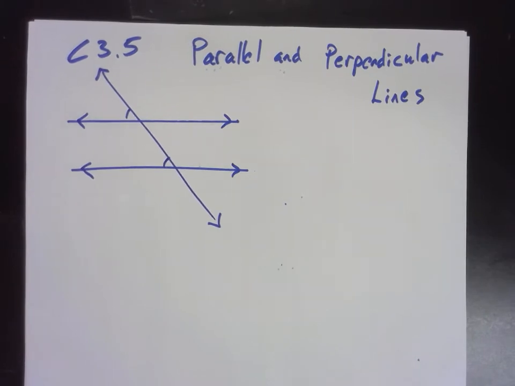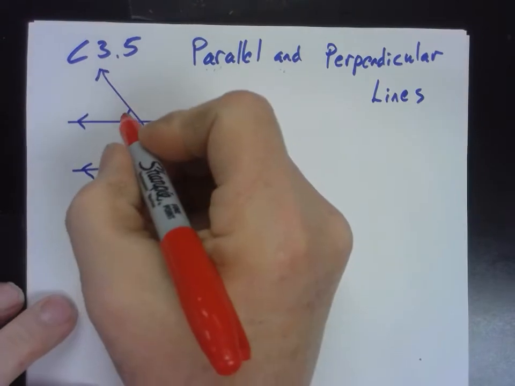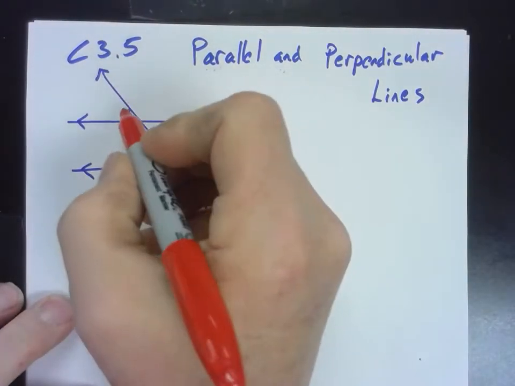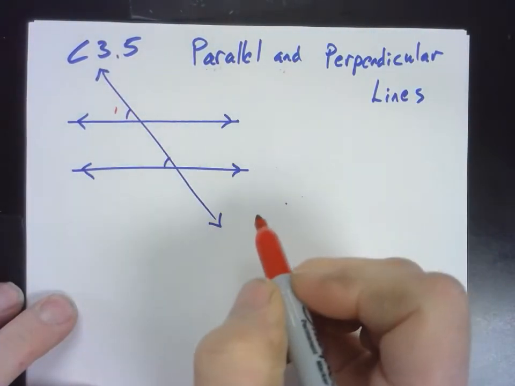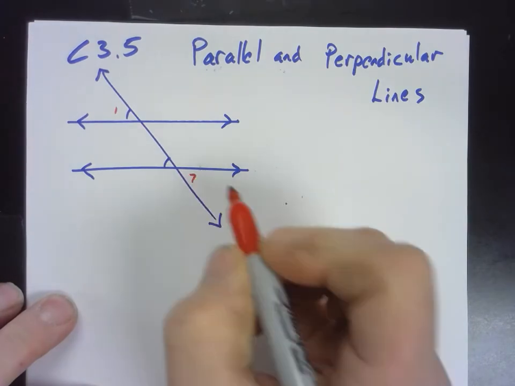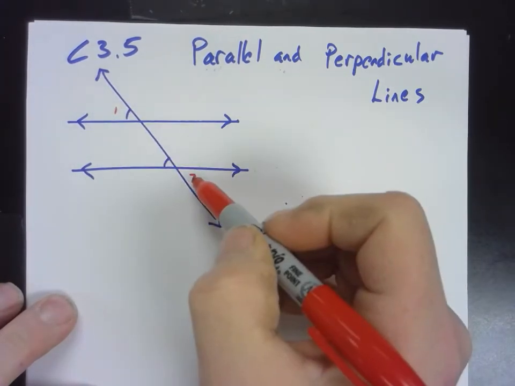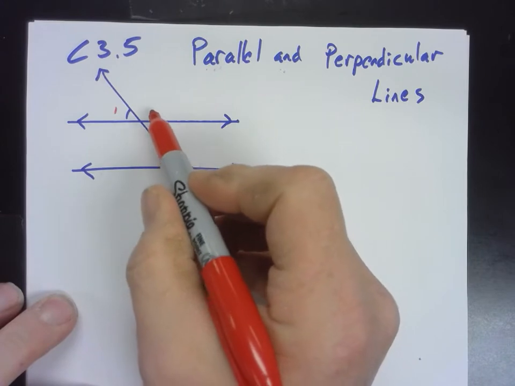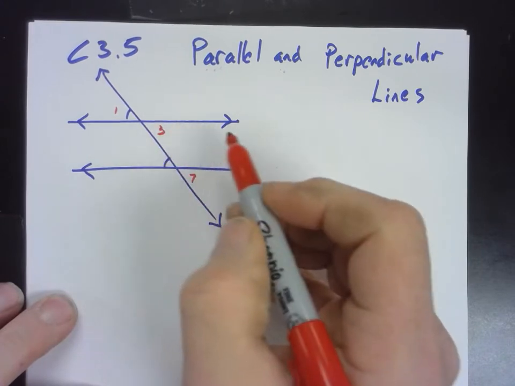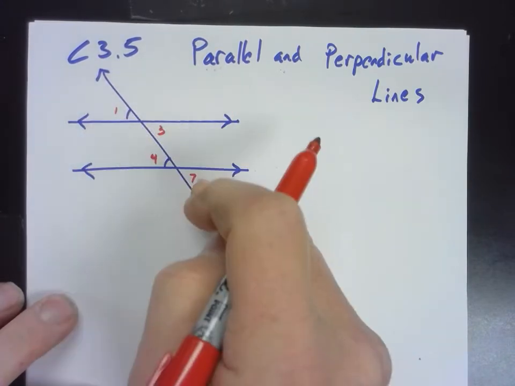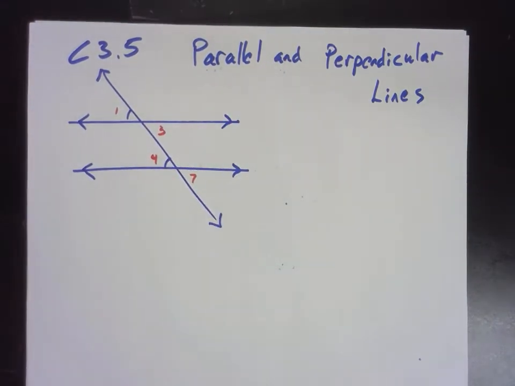They're congruent. If two parallel lines are cut by a transversal, what do we know about the alternate exterior angles and the alternate interior angles? Like 1 and 7 and 3 and 4. Congruent, right? If two parallel lines are cut by a transversal, and that's the big key here, right?